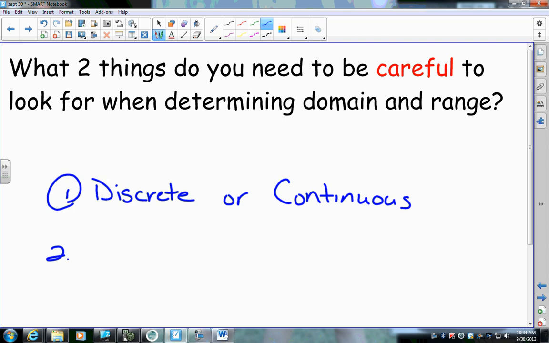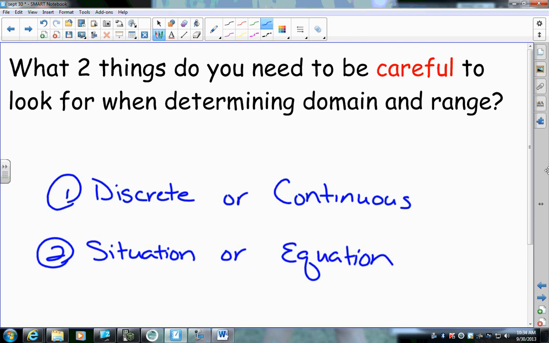The other thing is you need to look and see, are they asking you about a certain situation or are they asking you about an equation? And remember, in that equation, whenever I ask you for domain and range of the equation, it's always all real numbers.